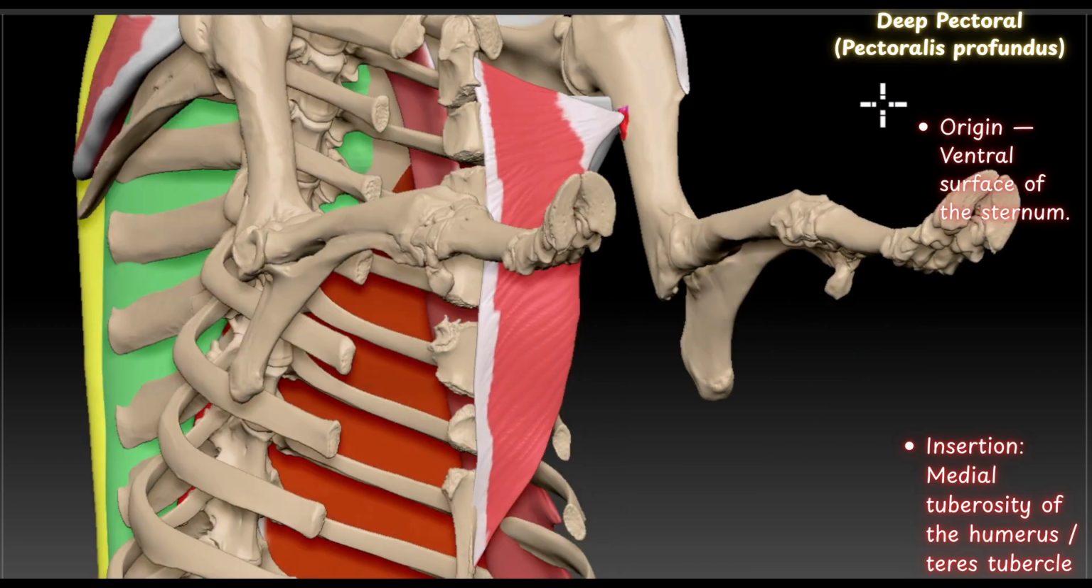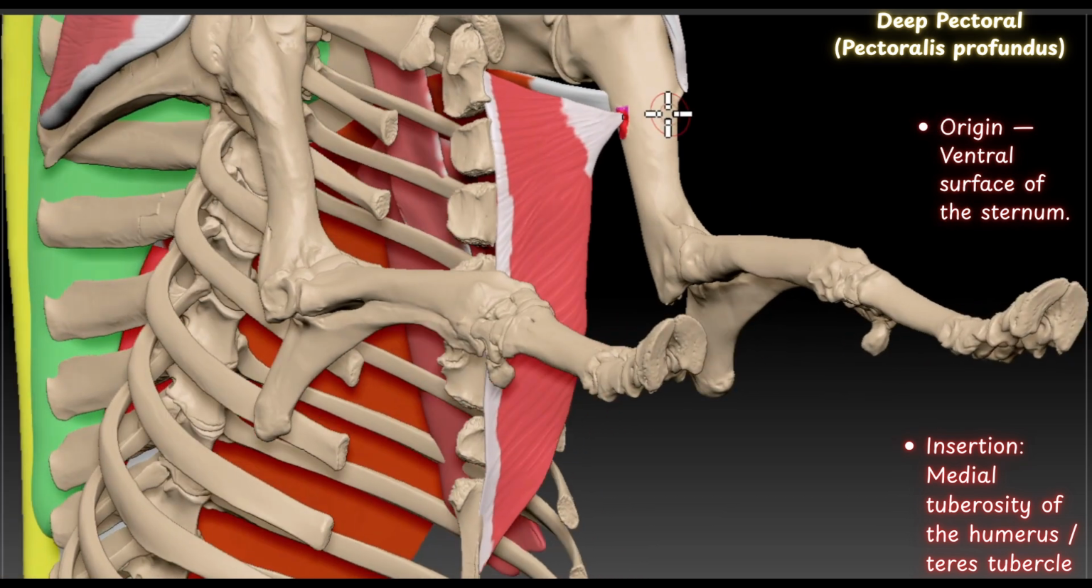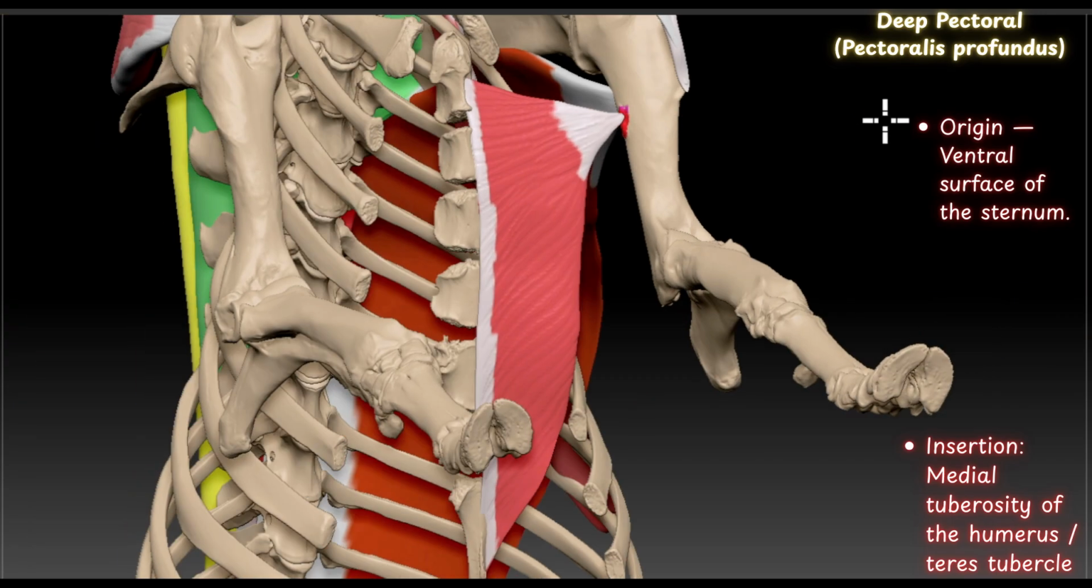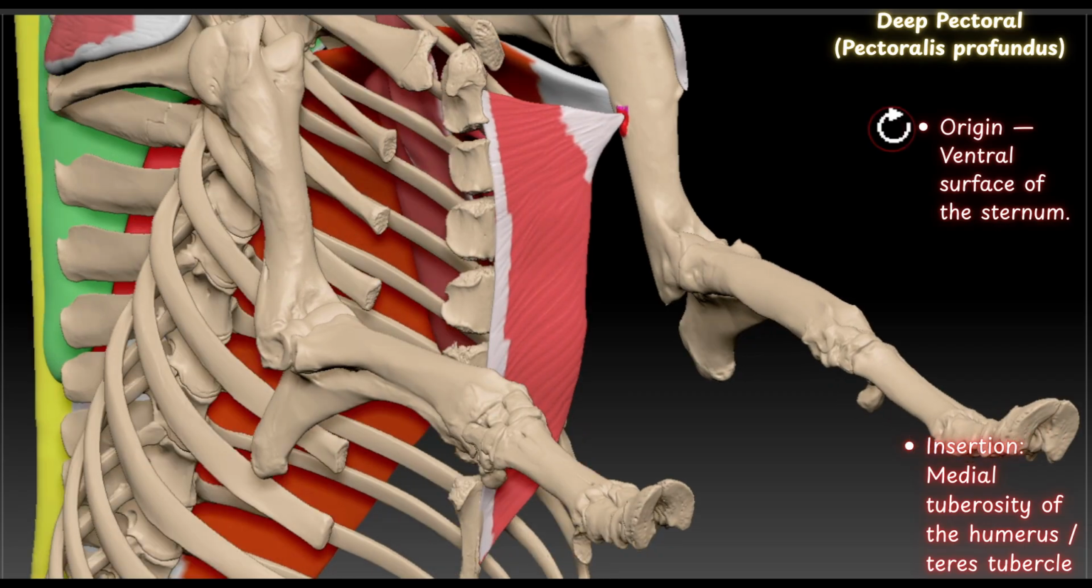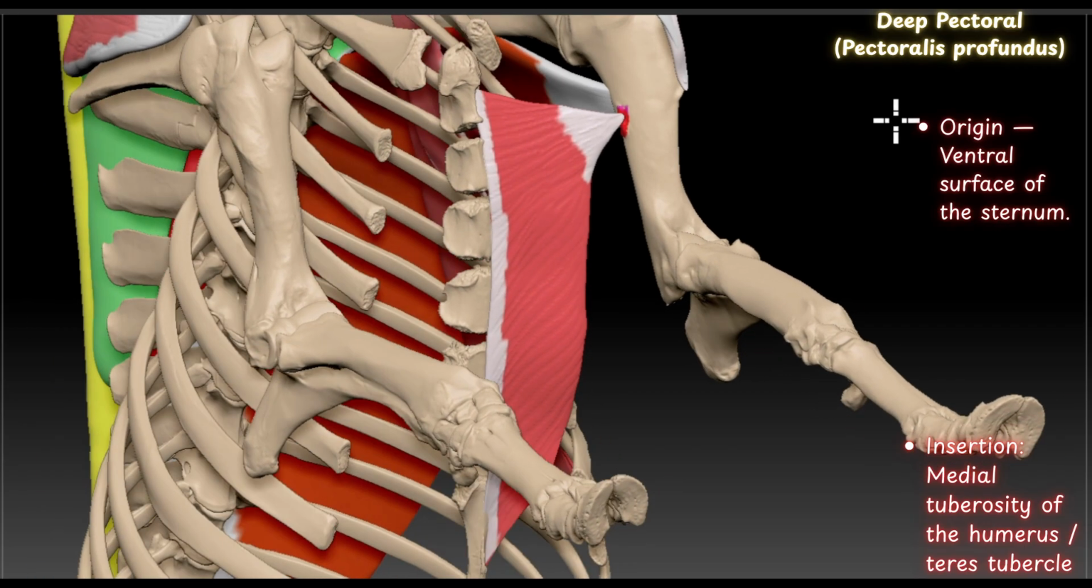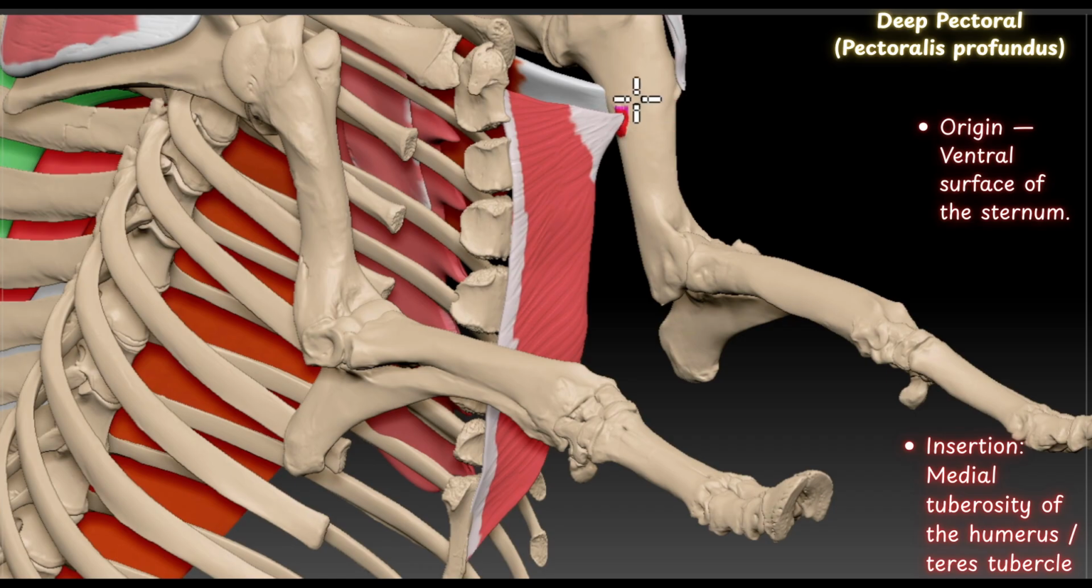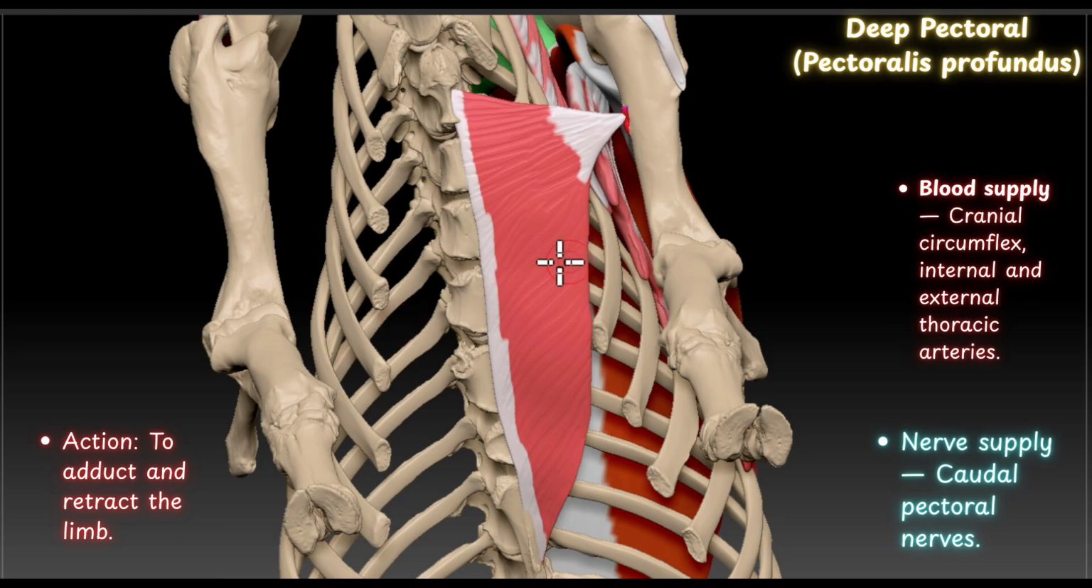But in many books you will find that it is written as what? Your medial tuberosity of the humerus. So better you should remember the insertion point is the teres tubercle of the humerus, or you can say the lesser tubercle of the humerus. But in many books you will find that the insertion point is the medial tuberosity of the humerus. But the actual concept is your what? Teres tubercle. Clear?